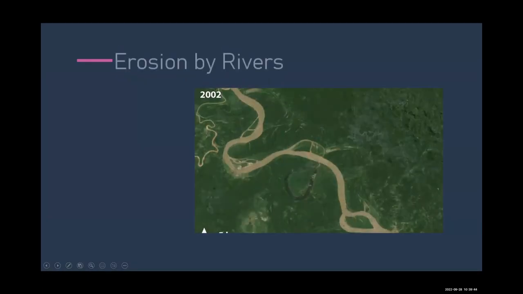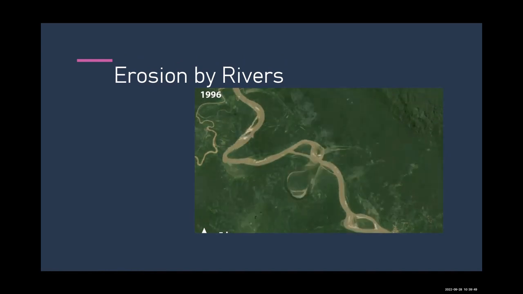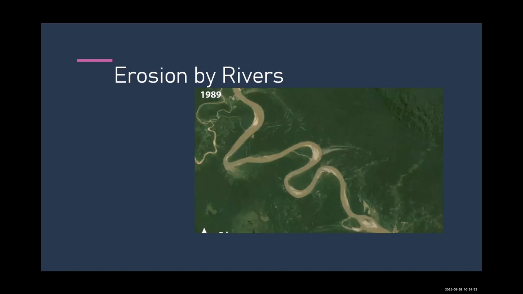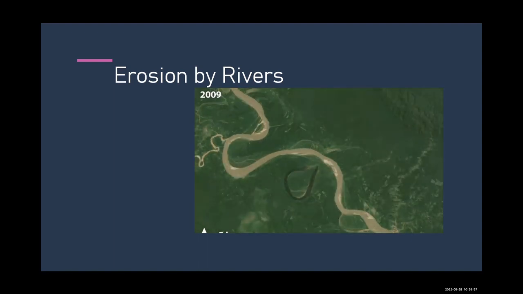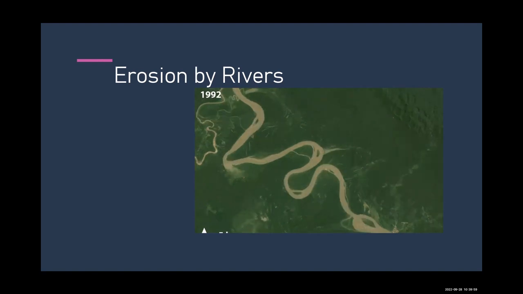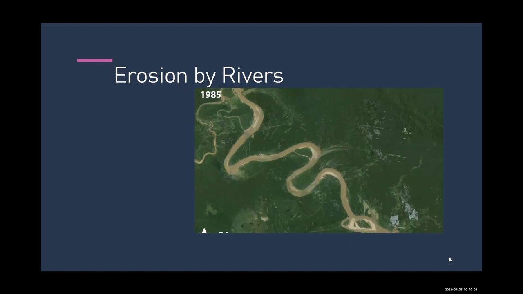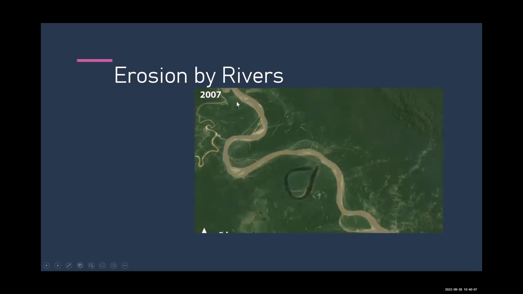So, erosion by rivers. Let's take a minute and have a look at this satellite time lapse from the mid-80s to roughly the 2010s. And you can see how this river evolves and changes over time. So this isn't very long. We're talking a few decades, not thousands of years. First, I want you to notice this little stream here. This would be a tributary of the river.